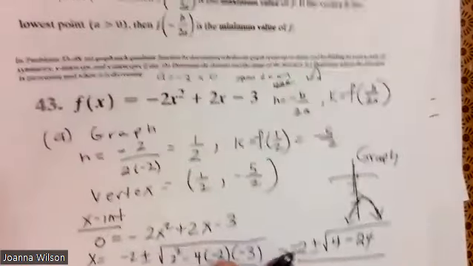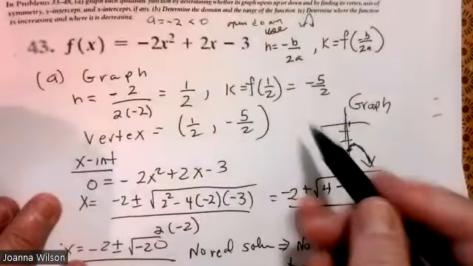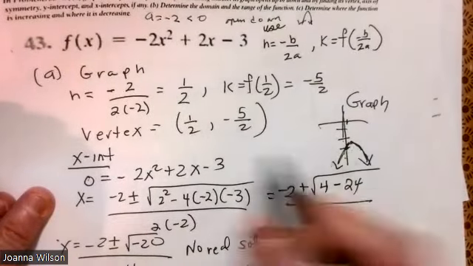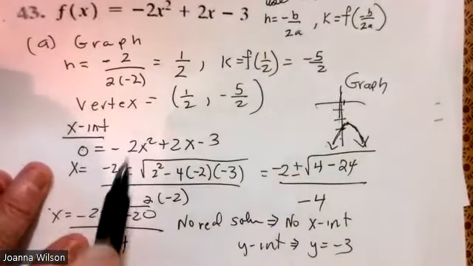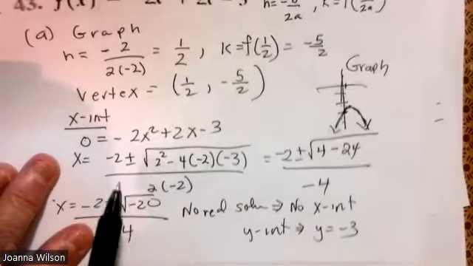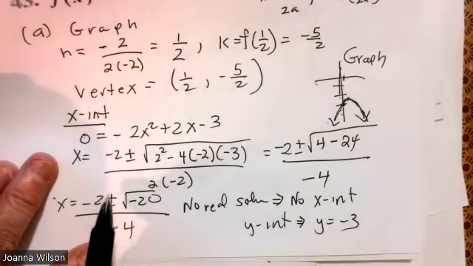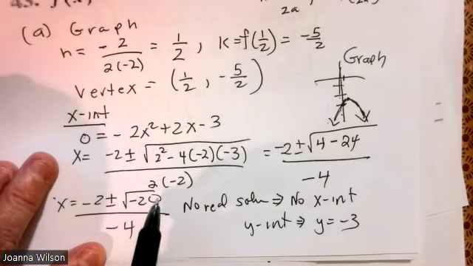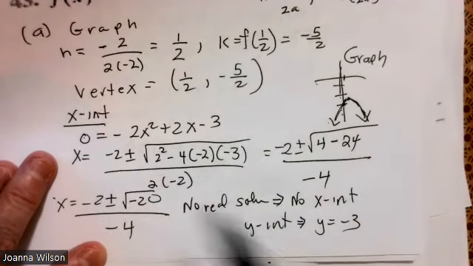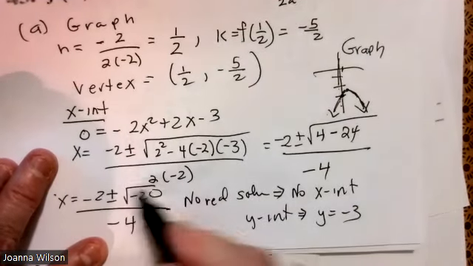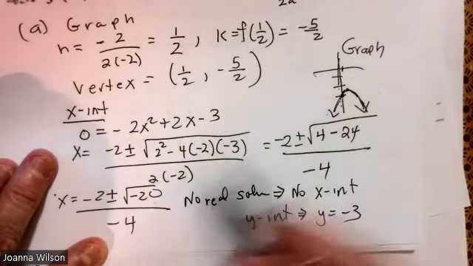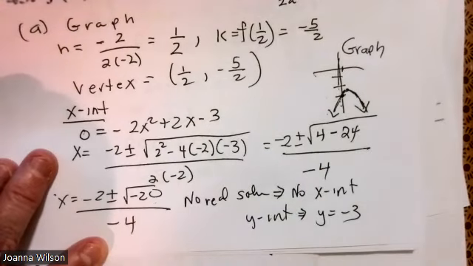So then I just plotted the vertex here, and I found the x-intercepts. It didn't factor, so I used the quadratic formula, but then it turned out that you get a negative for the discriminant. You could have done that in the beginning to see that the discriminant is negative. So it's not going to have any x-intercepts. It's not going to touch the x-axis.